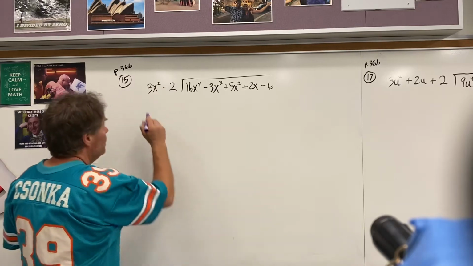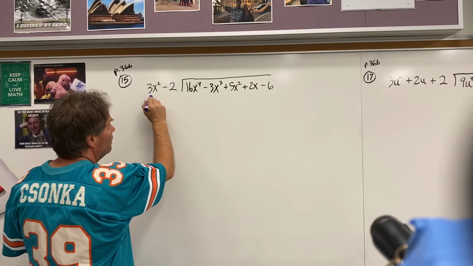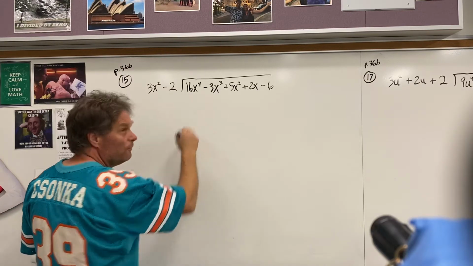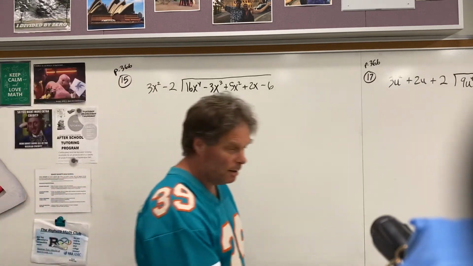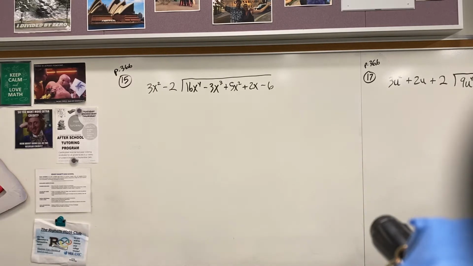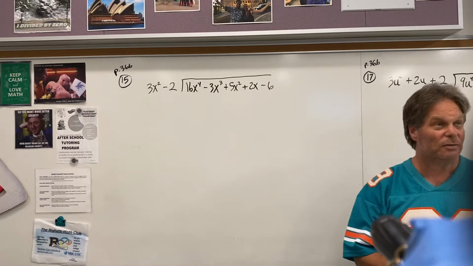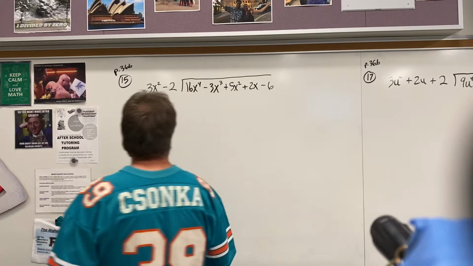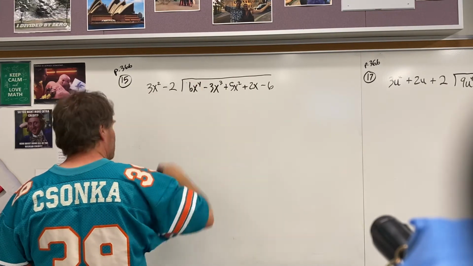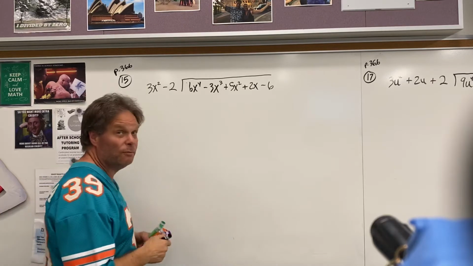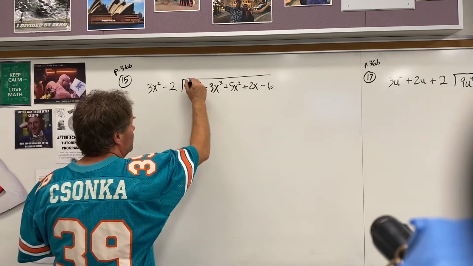You'll see. So to turn 3x squared into 16x to the 4th, I must have copied that wrong. Let me look. Let's see what it says. Oh my gosh, that can't be right. 15. 3x, okay. It is 6x to the 4th. Oh, it's 6x to the 4th, not 16x to the 4th. That's my problem. I knew there was a problem there. So there we go. Now that's going to be much better. 6x to the 4th minus 3x to the 3rd, all that stuff. Okay, there we go.